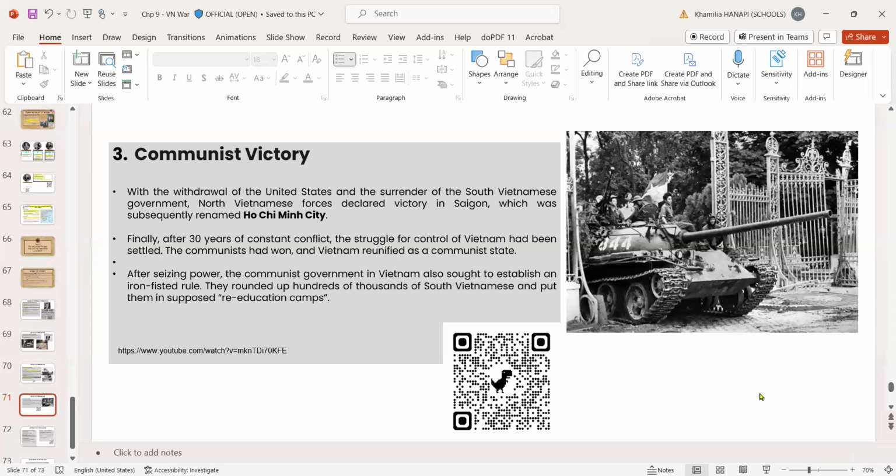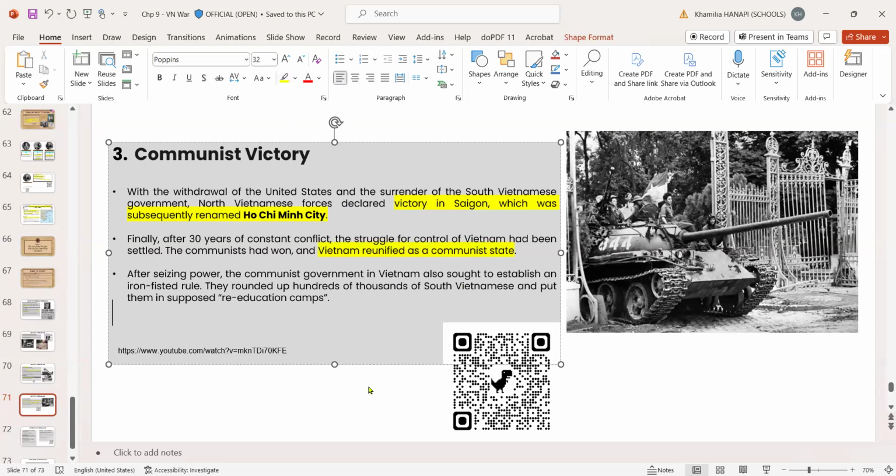Now the communists were obviously victorious because there was no one stopping them. America has left, South Vietnamese democratic leaders also left, and they declared a victory in Saigon. Saigon was later named Ho Chi Minh City, after the revolutionary leader that passed away. After 30 years of constant struggle, Vietnam is reunified, but Vietnam is a communist state.